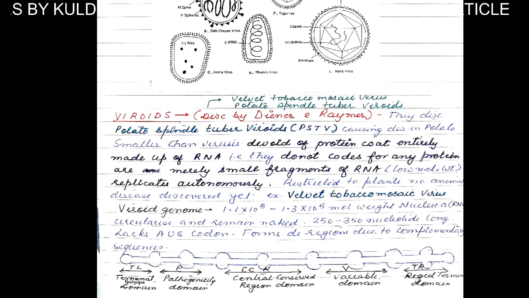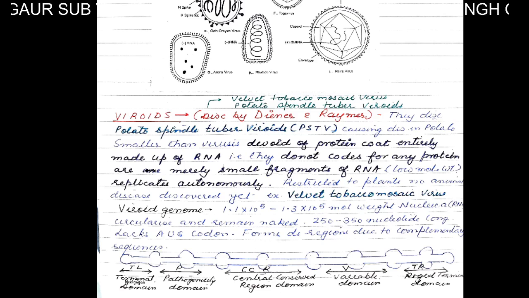First of all, we'll take up viroids. I need not tell you that these are subviral particles. Viroids were discovered by Diener and Raymer, and the first viroid discovered was potato spindle tuber viroid, also called PSTV. This potato spindle tuber viroid causes disease in potato. It was smaller than viruses and devoid of a protein coat.